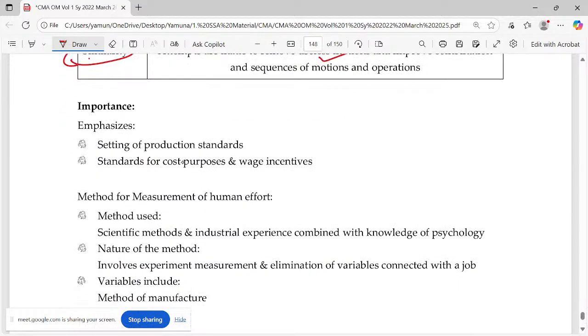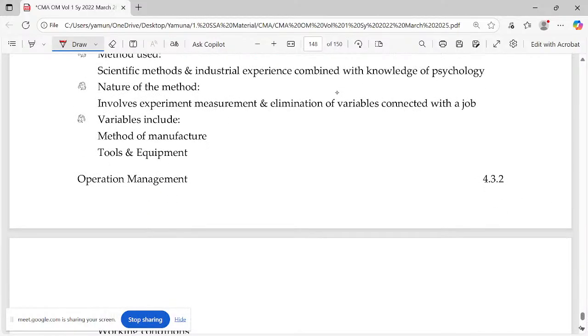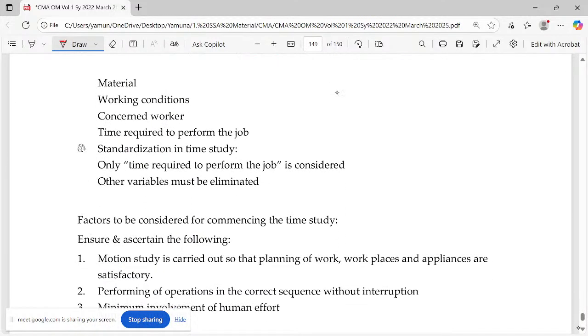Okay. Importance: setting up production standards, standards for cost purpose, and basic incentives have to be provided. How far the measurements are done, so this and all has to be done. Okay, so I'm not going line by line. It's called all for points only.